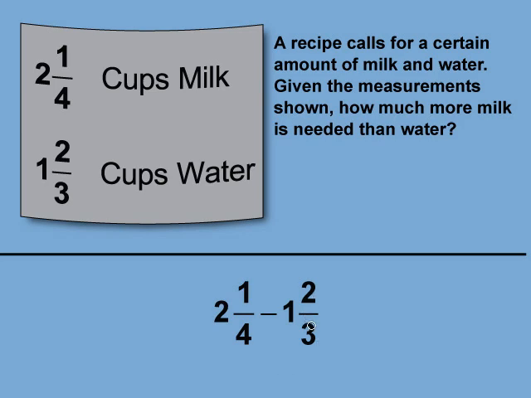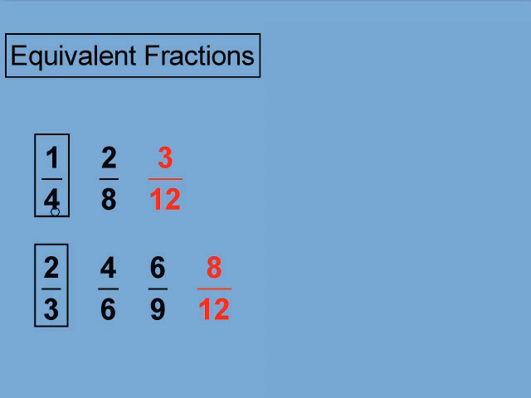Well, 2/3 is greater than 1/4, and we don't want to have a negative fraction result. This is a case where we need to borrow from the whole number amount to increase the value of the fraction amount. First, let's find the common denominator for 1/4 and 2/3. Generate equivalent fractions for each until you find a common denominator. Notice the common denominator of 12. Also, with a common denominator of 12, you can see that 2/3 is greater than 1/4.